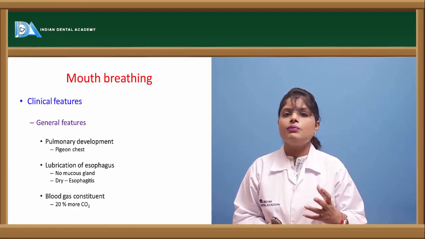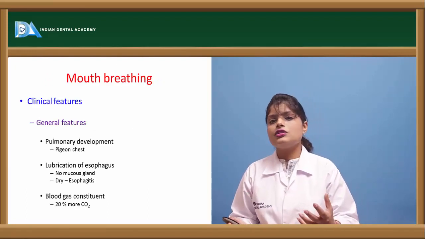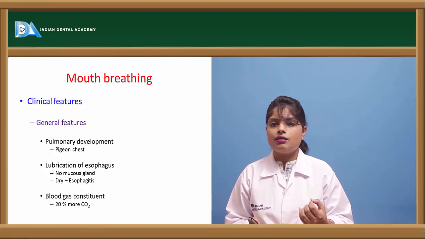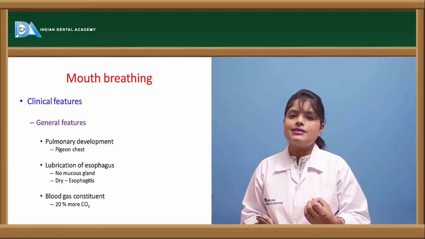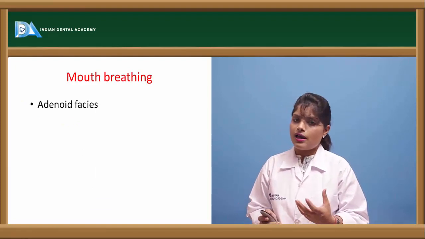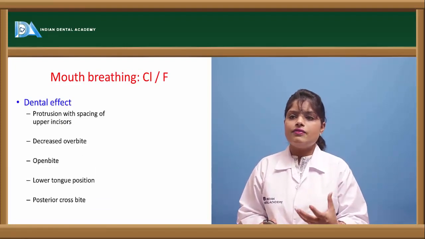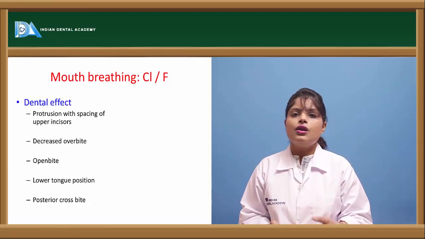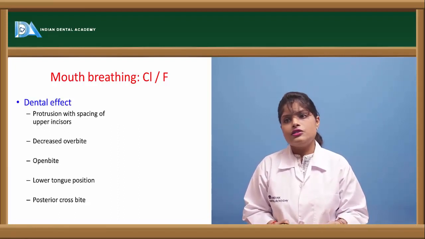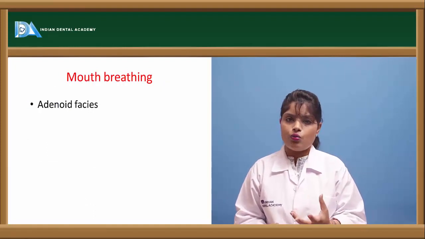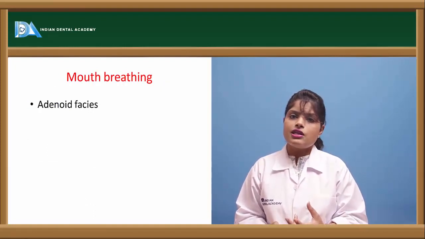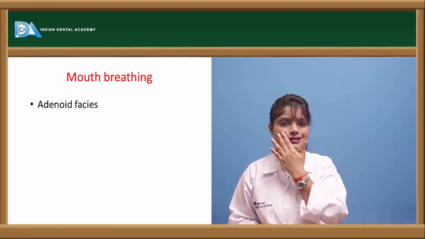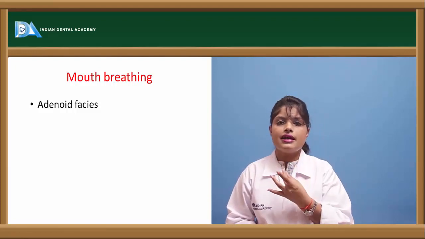The clinical features of mouth breathing: the extraoral features will be pulmonary features, like pigeon chest, and the child has a very narrow face, and the oral mucosa will generally be dry, with less than 20% saturation of carbon dioxide. The dental effects will be increased overjet, increased overbite, open bite, low tongue posture, and posterior cross bite. Generally, the faces of such children are long and narrow, also known as adenoid faces, which have long, narrow, slit-like nares, depressed nasal ridge, depressed cheekbones or maxilla, and a very expressionless face.